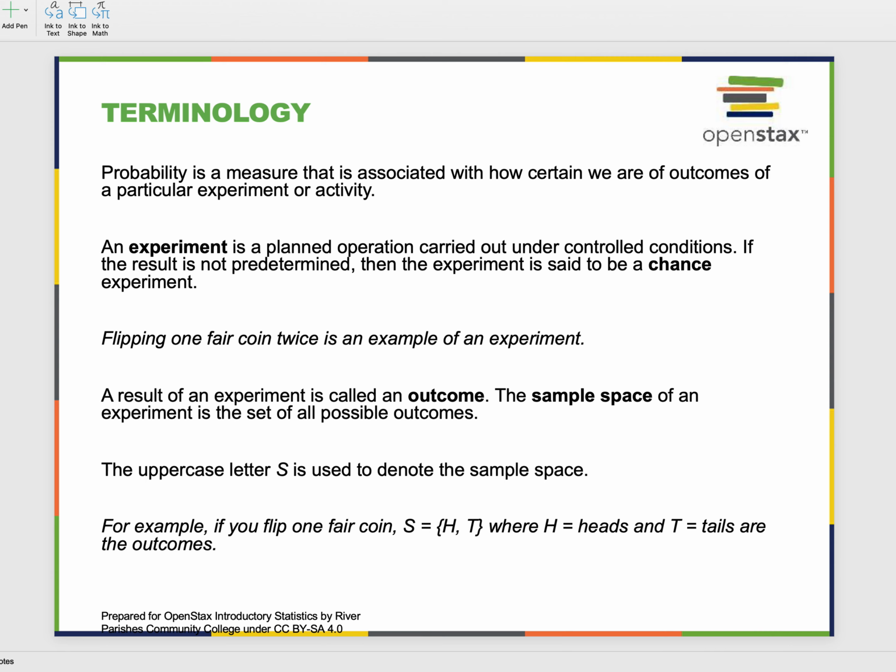The sample space of the experiment is the set of all possible outcomes. The uppercase letter S is used to denote the sample space. So if you flip a coin, S is equal to the set of H and T, where H is flipping a head, and T is obviously flipping a tail.